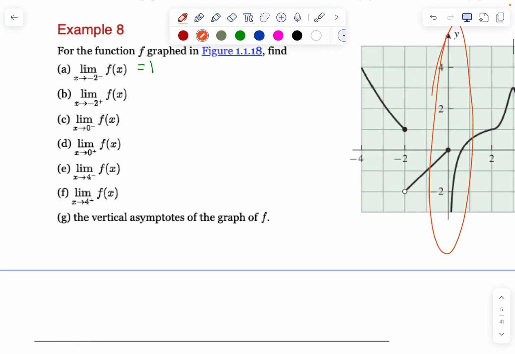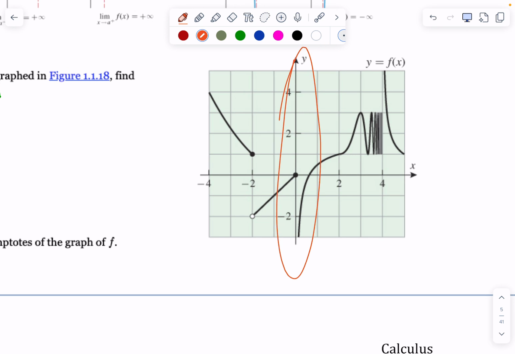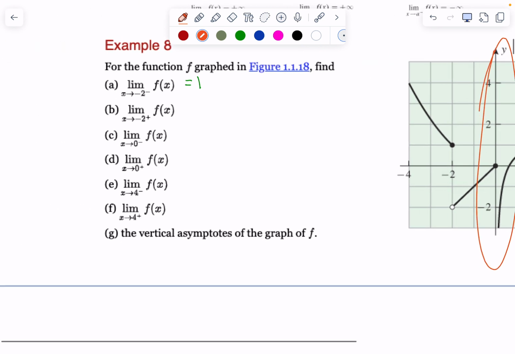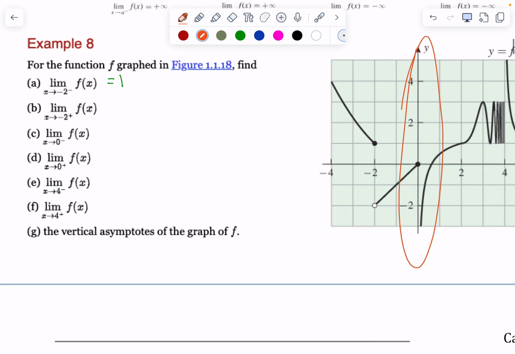Do you have to do anything for 4? Yeah, you do. Is there a difference between E and F? 4 is, E is 4 from the left, and F is 4 from the right. What's going on with E? He's oscillating. He's not approaching anything, because it's going to keep bouncing.